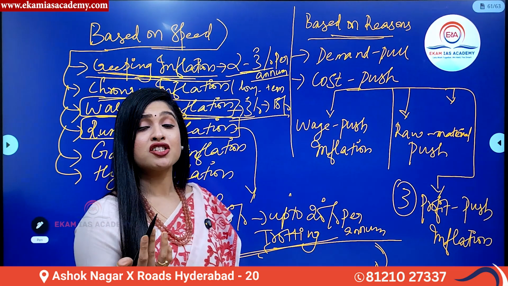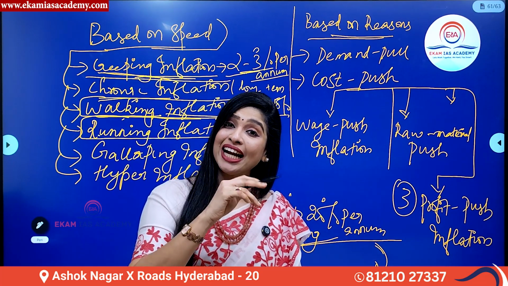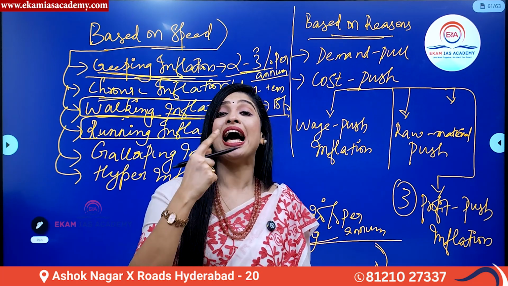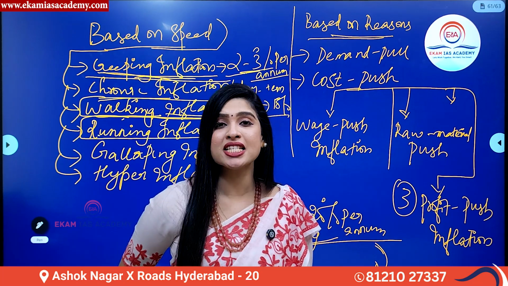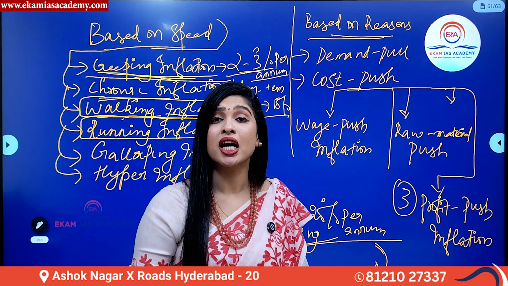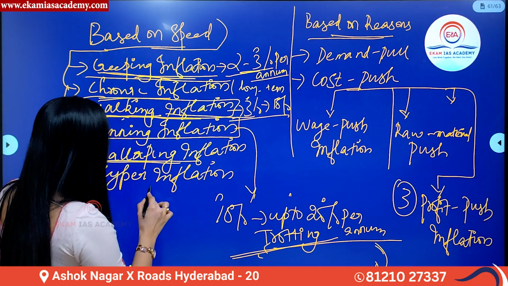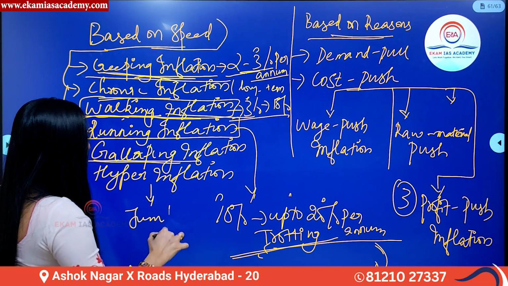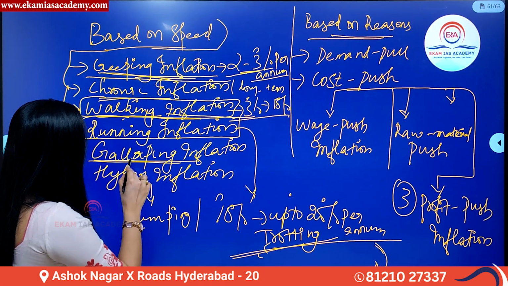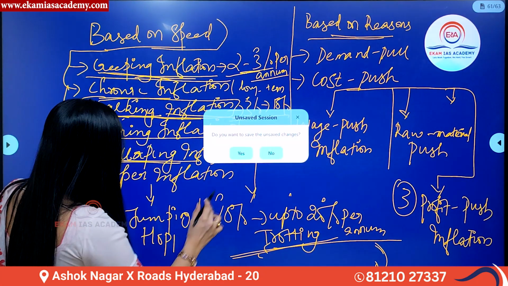Now, if running inflation is not taken into consideration, then it becomes very, very dangerous because at the stage of running inflation, a rapid acceleration in the rate of price rise is visible. If that is not controlled, it gives rise to another type of inflation called what? Galloping or jumping inflation. A horse gallops or jumps very fast, right? Similarly, galloping or jumping or hopping inflation. That is another term. Take care.